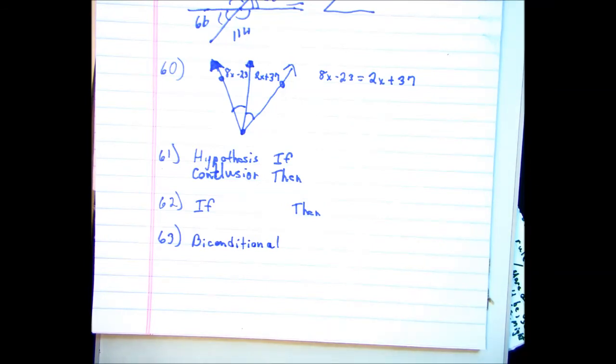All right, and remember we're talking about the hypothesis part. So if an angle is a right angle, then the measure is 90 degrees. Okay, and if the measure is 90 degrees, then the angle is a right angle. Those are both true. Okay, so you can write a biconditional.